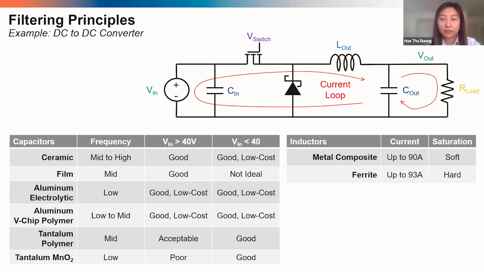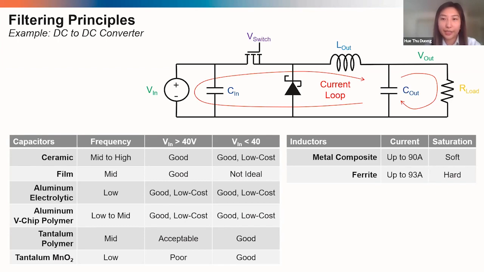So while each circuit will be different, a general rule of thumb for input capacitors is that ceramics or films can be used for input voltages greater than 40 volts, while polymers, ceramics, and tantalums are more suited for input voltages less than 40 volts. So ceramics are pretty good for quick frequency response across pretty much any voltage range, and particularly for lower voltages, since they tend to be more cost effective.